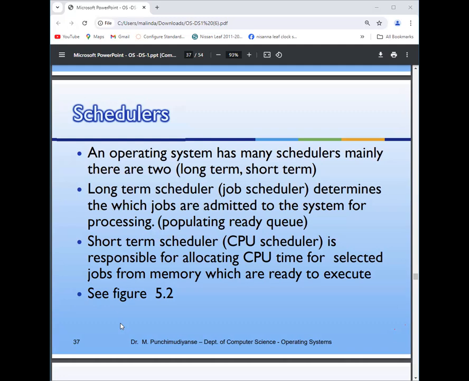Then the short-term scheduler is called the CPU scheduler, which is responsible for allocating CPU time to selected jobs from memory which are ready to execute. That is, from the ready queue, we are picking up the jobs. Now there are two different things, right? Admission to the ready queue is by the long-term scheduler. And from the ready queue to the CPU, we have the short-term scheduler, right?